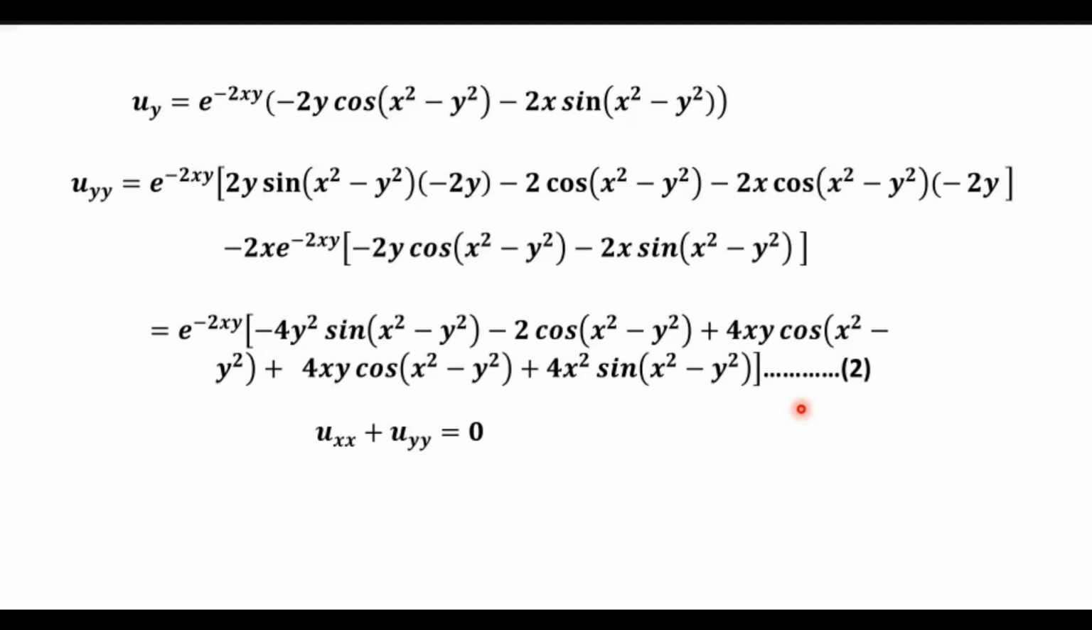The first part is done, u is harmonic. With these big terms we forget what we are actually proving. We have to show uxx plus uyy equal to 0 to show that u is harmonic. So u is given, we found ux, uxx, uyy and added both. When we add uxx plus uyy, we get similar terms with opposite signs. That is why all the terms cancel and we get the answer equal to 0.